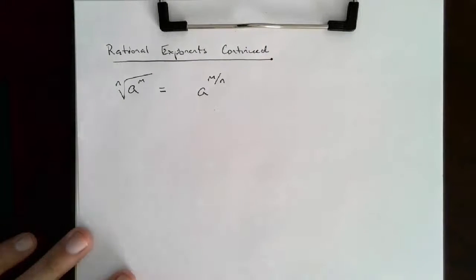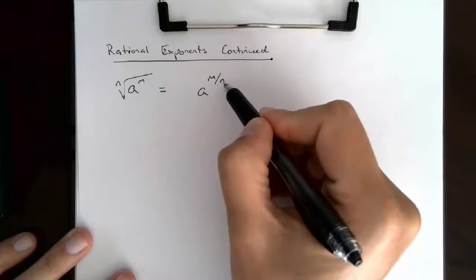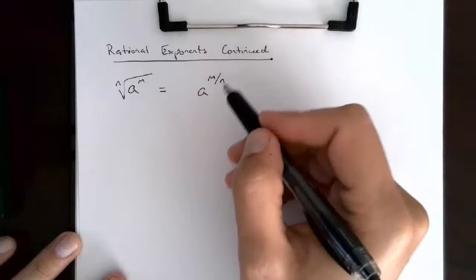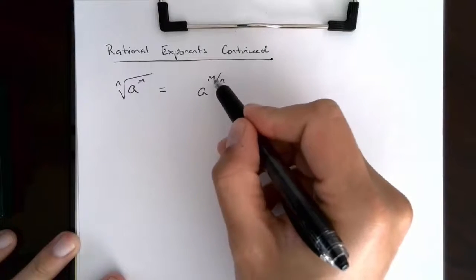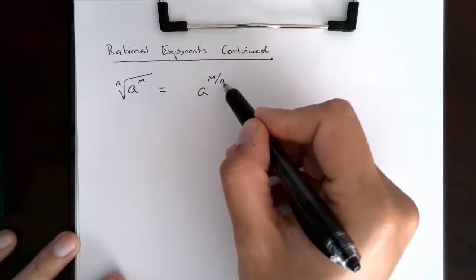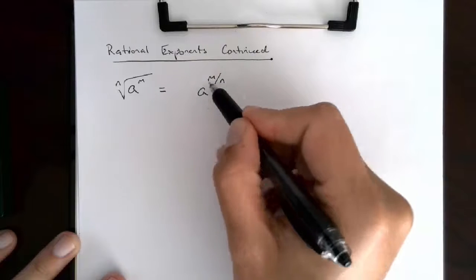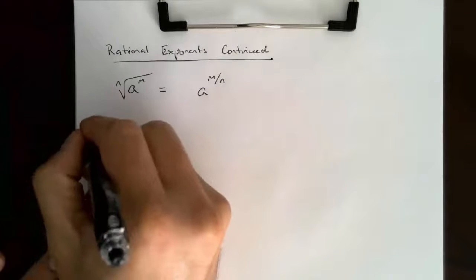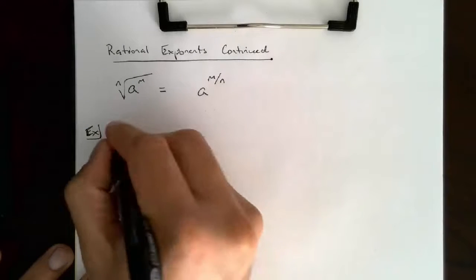So remember, the power always goes in the top, the index of the root goes in the denominator, and you'll use this to help you simplify. You could also use this the opposite way. If I gave you something with a base of a, and we had an m over n, you would raise it to the power and then take the nth root, or you could take the nth root and then raise it to the power. So taking a look at some examples, we're going to use this to help us simplify.